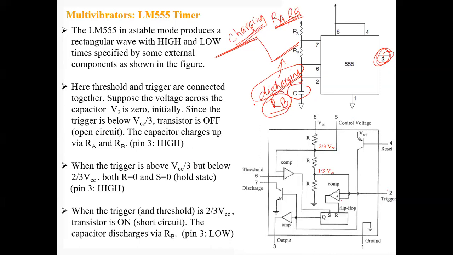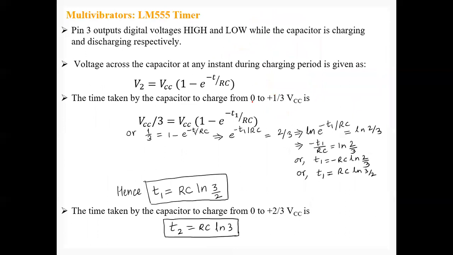Okay. Now this is the equation we are going to derive, and this will be used in the lab. So this is the conclusion we have. Output is high and low while the capacitor is charging and discharging respectively. That's the conclusion we have.